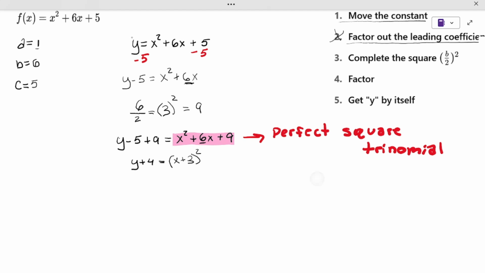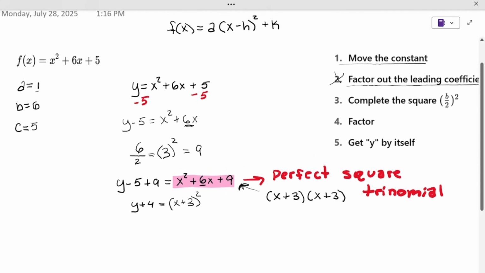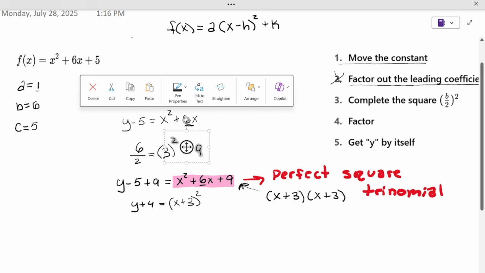And if you want to check, all you have to do is FOIL this back out. X plus 3 times x plus 3, and you will get the perfect square trinomial up top. So with that being said, you have y plus 4 equals x plus 3 squared. And it looks really, really close to what we're trying to get up here.